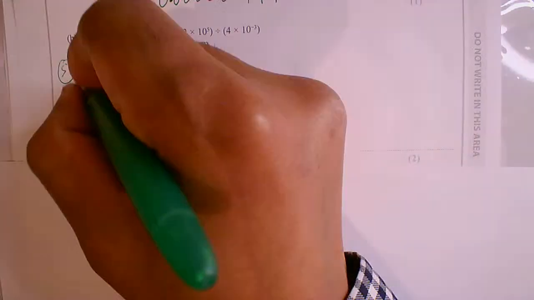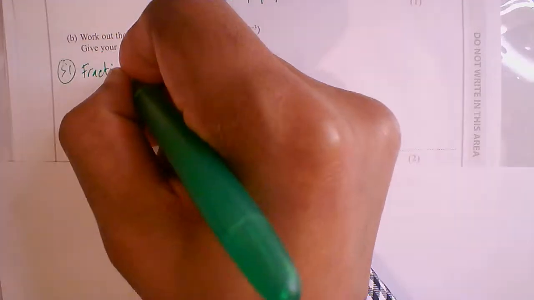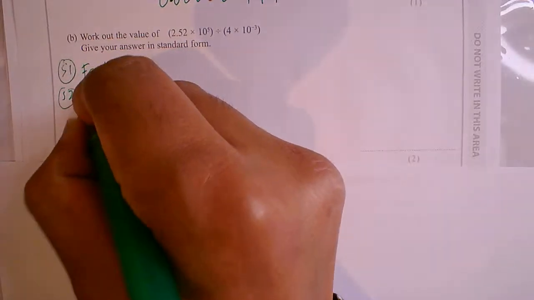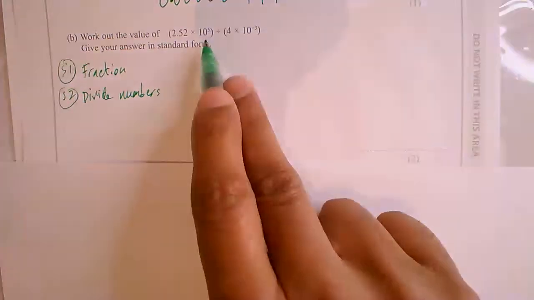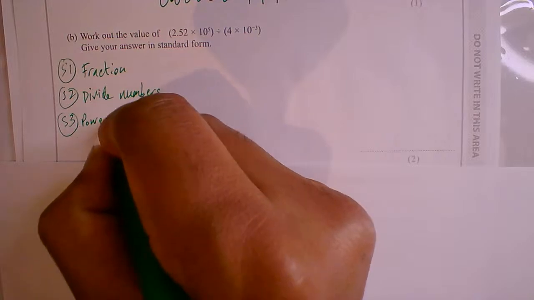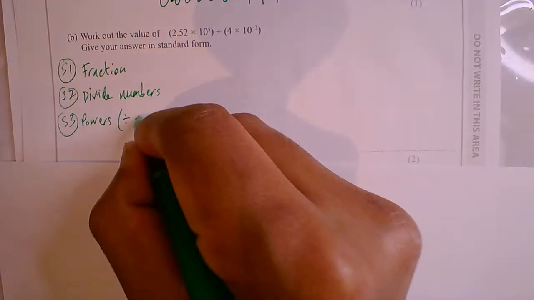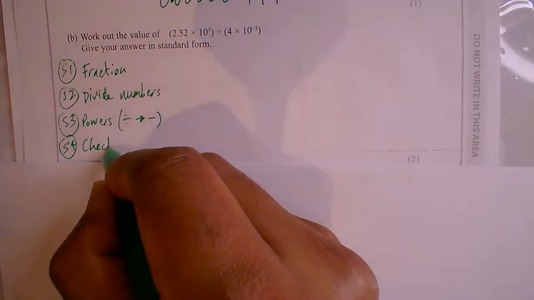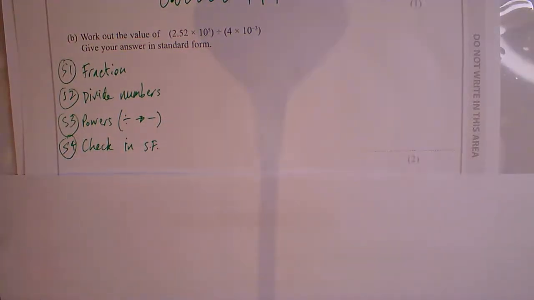So what I like to do, step 1, is put them in a fraction format. Then I look at the numbers. Step 2 is we do the division with the numbers, divide the numbers. Step 3, I work on the powers. Remember, division is take away, subtracting the powers. After I've done that, I have to check if it's in standard form. So those are the things that I need to do. So let's go through these steps.